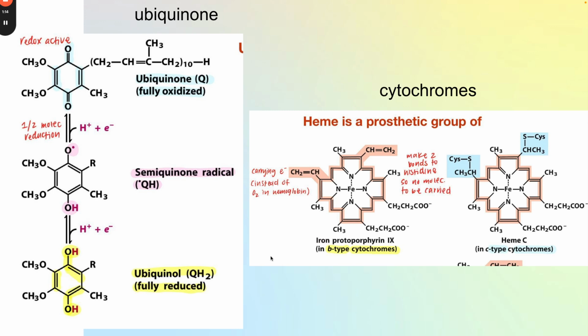So you might see me use the abbreviations or the full name interchangeably. Another class of molecules that you'll see a lot in oxidative phosphorylation are cytochromes. And so, heme is a prosthetic group of that, and we might recall that from our previous lectures, from 1 to 6.